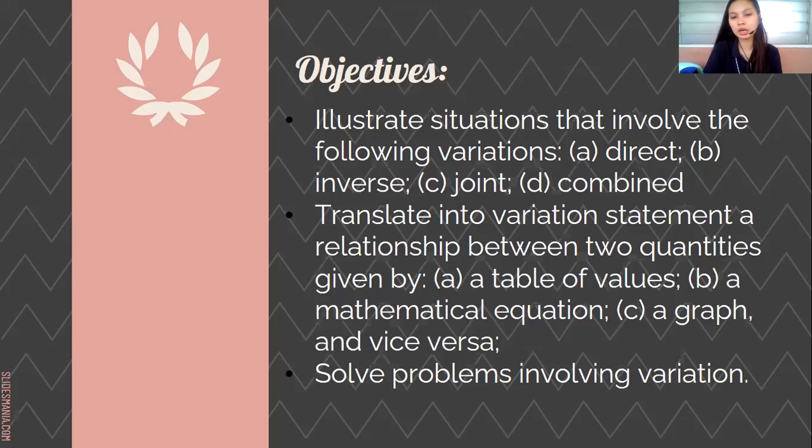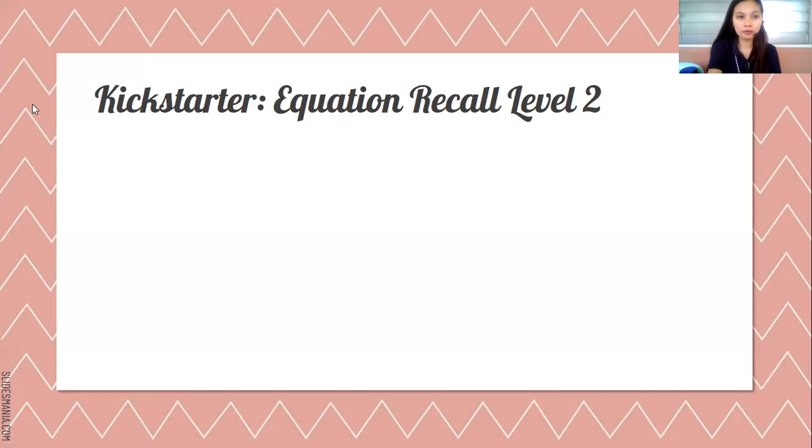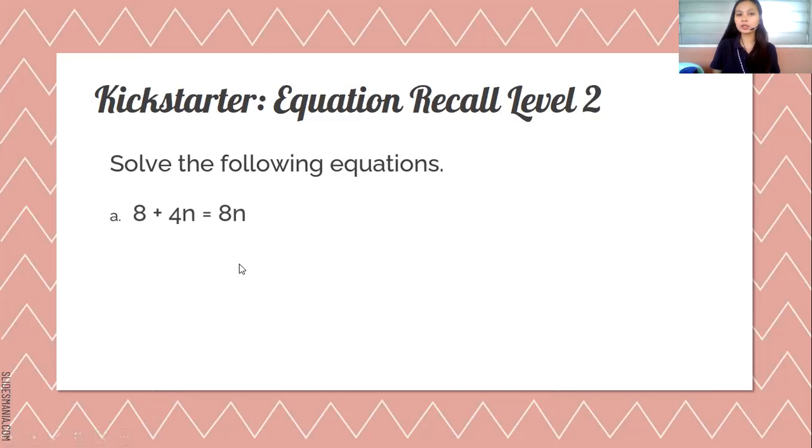Ayan po. So those are our objectives for today's lesson po about variations pa rin po tayo. So let's have the Kickstarter. So equation recall level 2. So solve the following equations po. So we have 8 plus 4n equals to 8n.